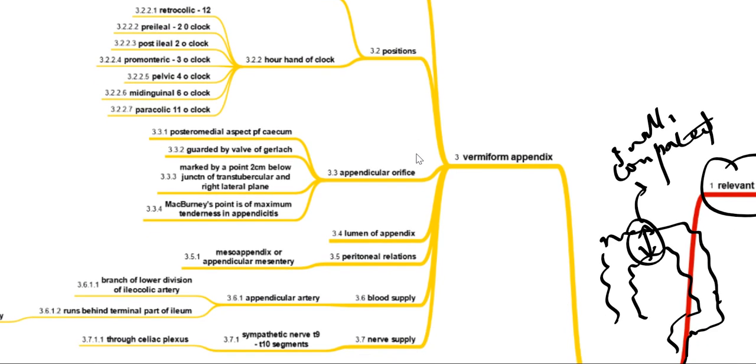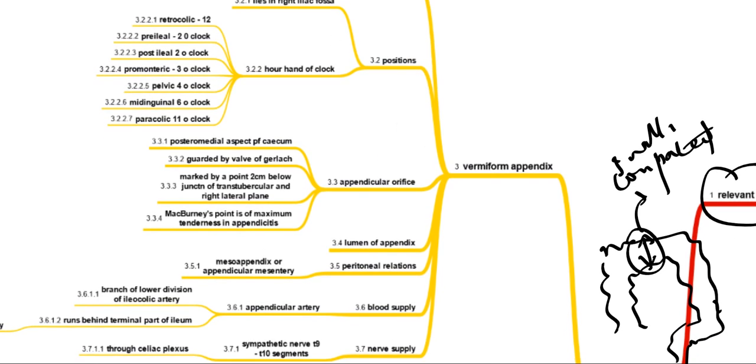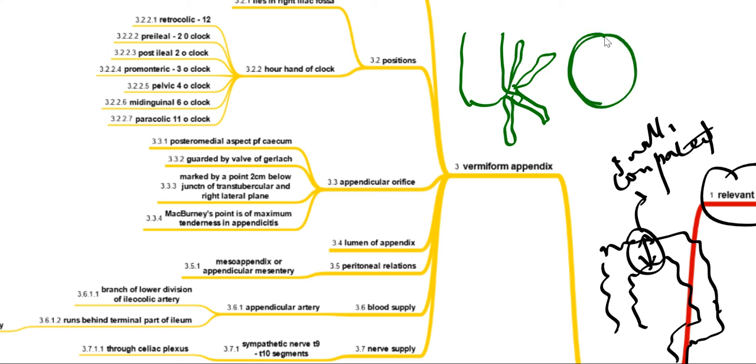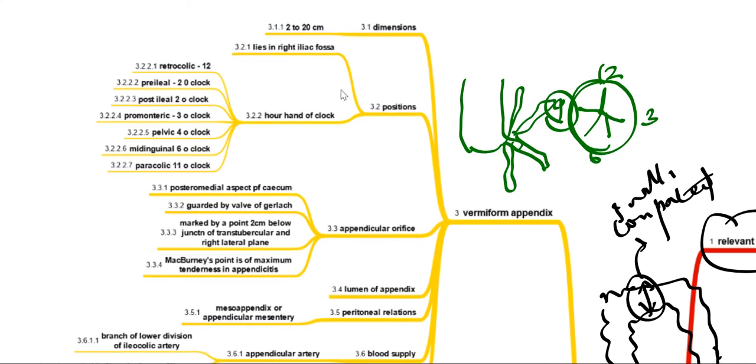Then we move on to the appendix. The appendix is present here like this. It has different positions, defined on the basis of the clock positions 12, 6, 3, 9. First of all, its dimensions.